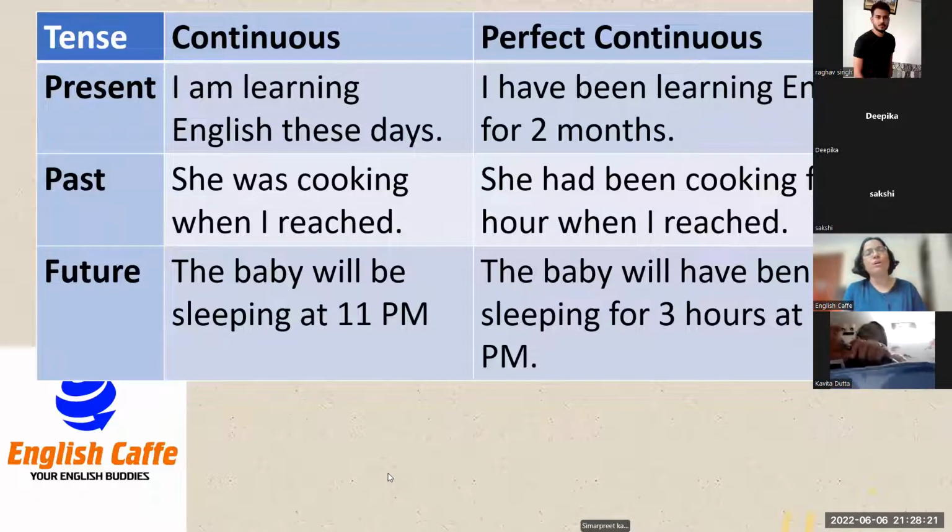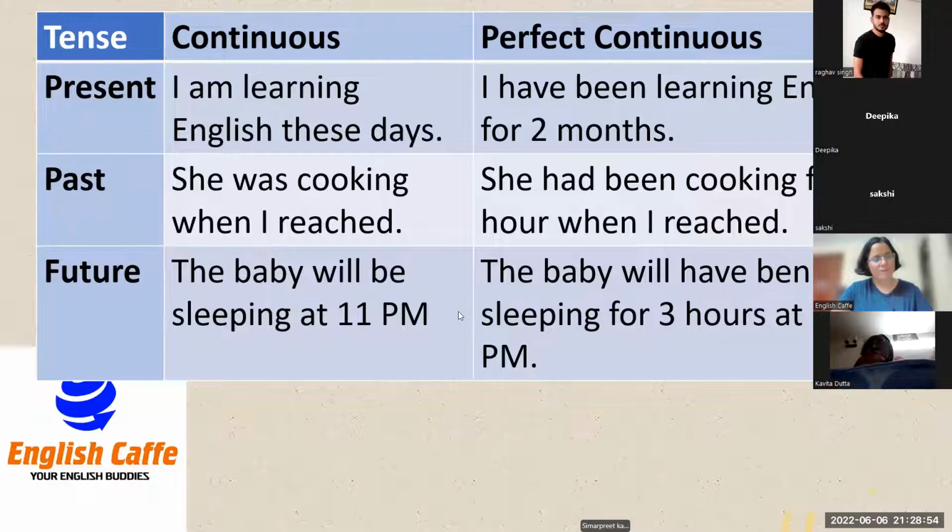Absolutely. So to talk about continuity of anything, we use I have been. If there is a verb, we will use the ing form. If there is no verb, we'll not use any verb. For example, other examples can be I have been married for 10 years or I have known him since my childhood. So here we are using help from a verb. Yes, for continuity. Sometimes we use the perfect tense as well for continuity, continuity of a state.